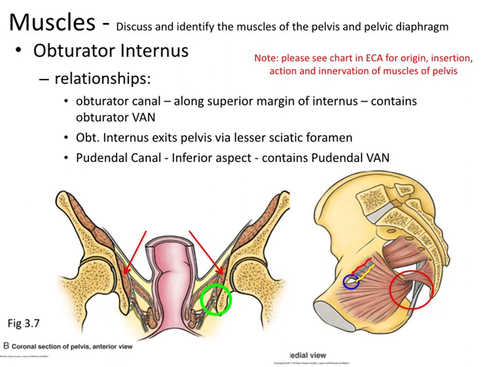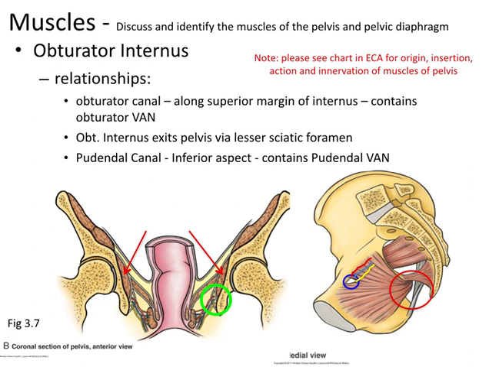Alright, muscles. Three different muscles: obturator internus, piriformis, and levator ani. We'll talk about each in turn. Go to ECA to see the table that refers to the origin, insertion, action of these muscles. Don't focus on the innervation. It's really not that critical. But what I want to focus on are the relationships of these different muscles.